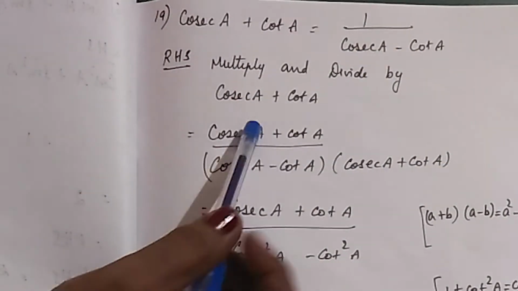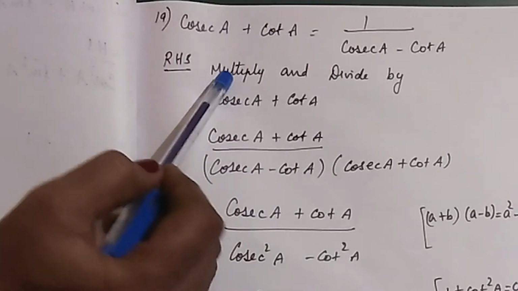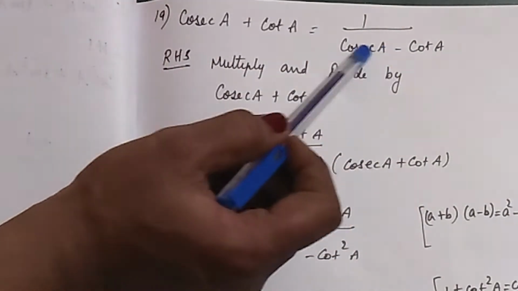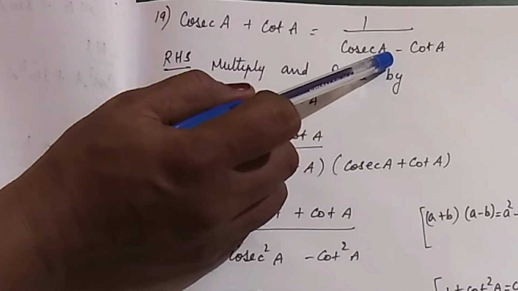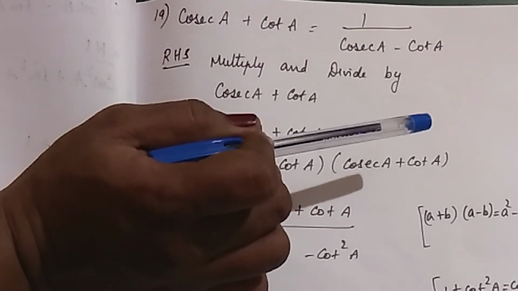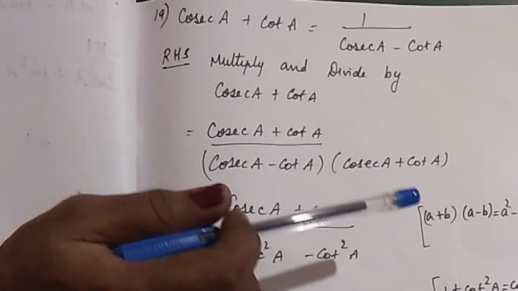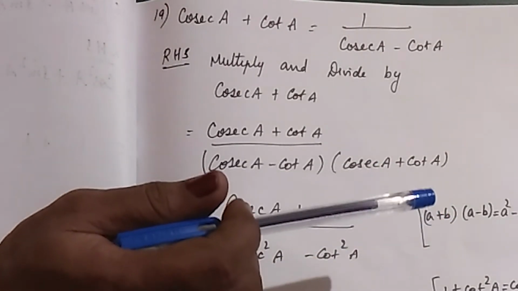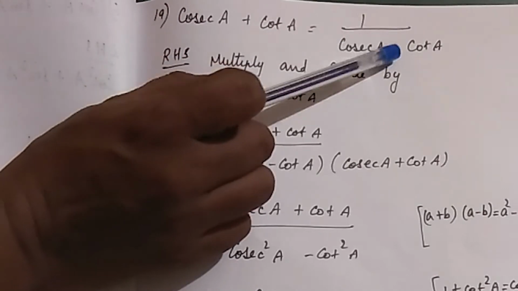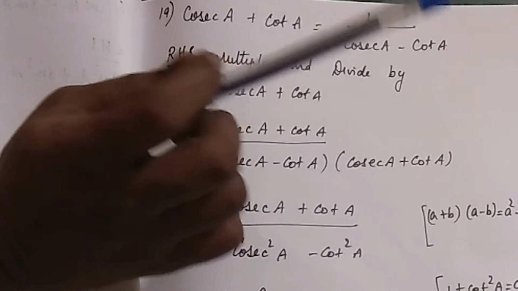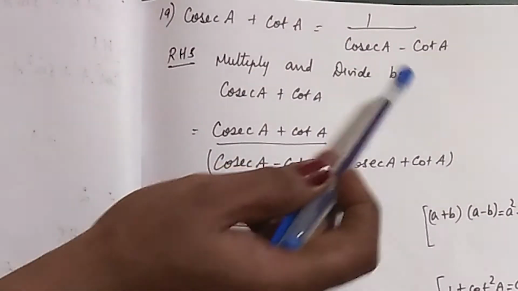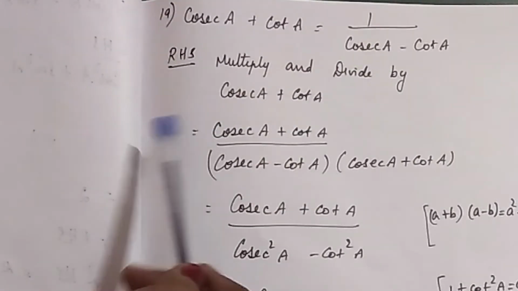So, what I am going to do is, I will take the right hand side and multiply and divide by cosecant A plus cot A, because I am having minus. So, I will take the plus and multiply and divide. When we multiply and divide, nothing will be changed. It remains the same. So take the right hand side, and you have to see A minus B. So what will you take? You will take A plus B. Multiply and divide by cosecant A plus cot A.